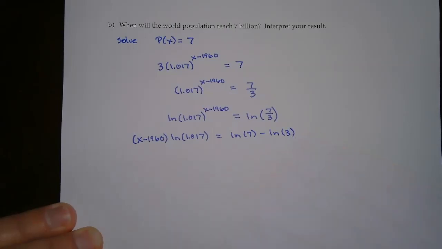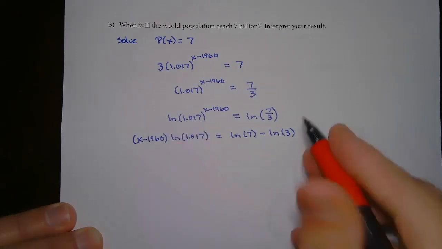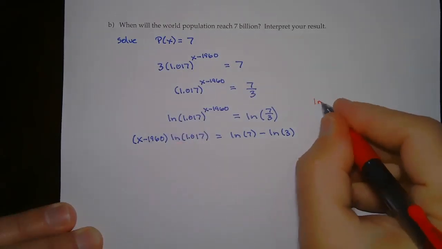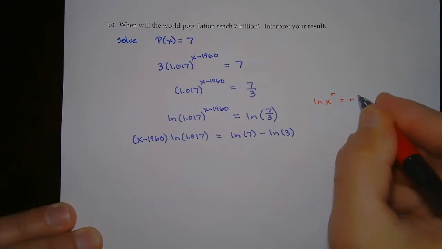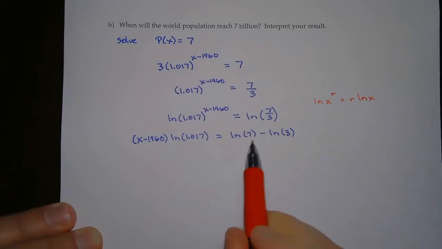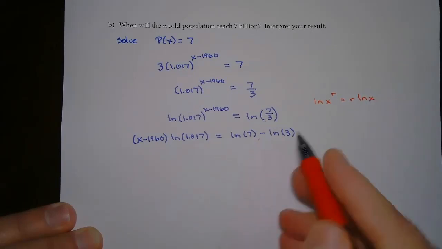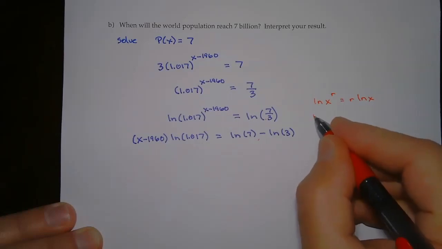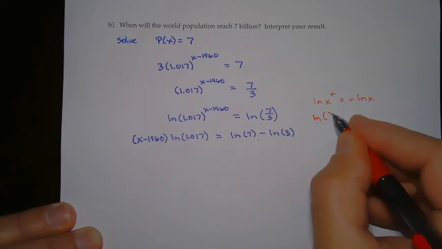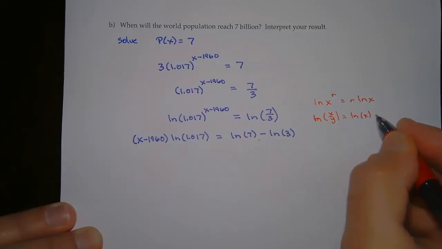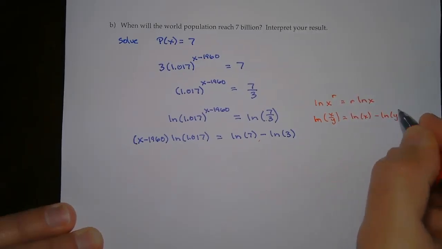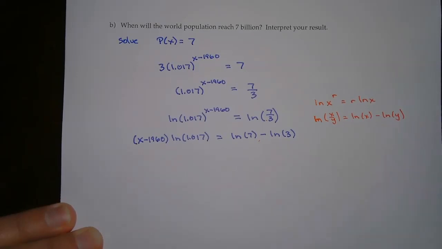And that's a logarithm property, okay? I'm going to write these out. So to go from here to here, we used the natural log of x raised to the r is equal to r times the natural log of x. And then from here to here, what we did is we used the natural log of x over y is equal to the natural log of x minus the natural log of y. And those are some logarithm properties that I used, okay? All right, so now we got to get to this x, right?